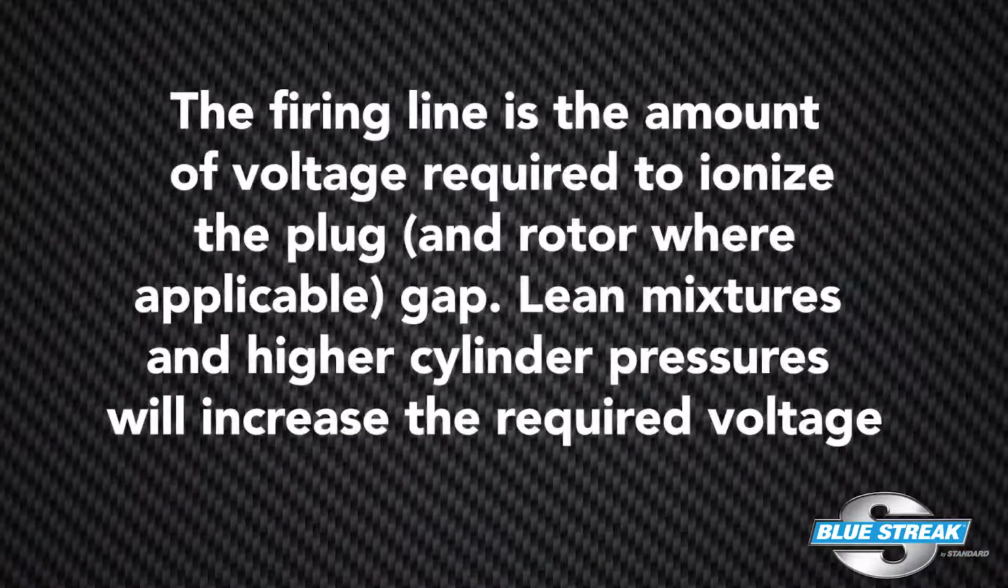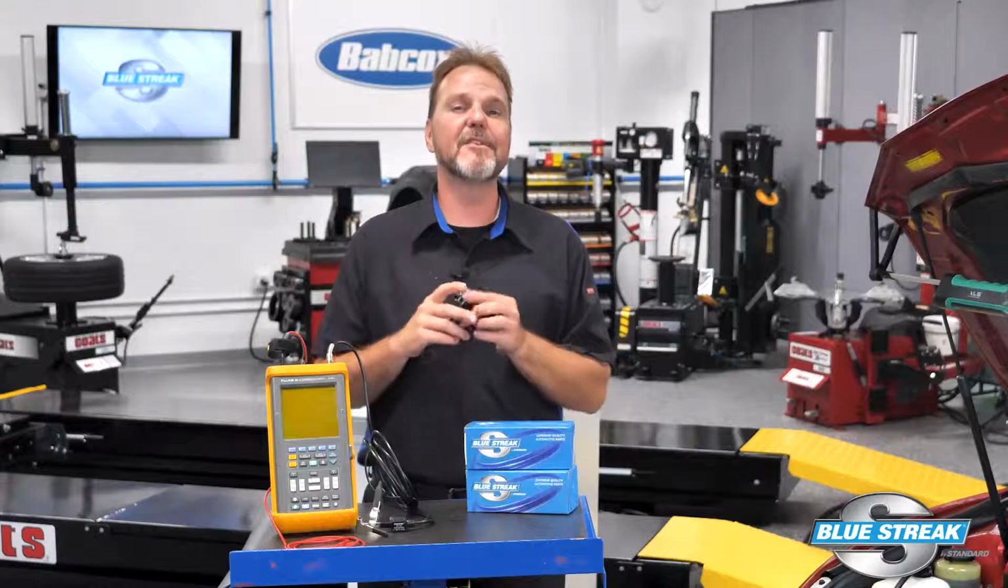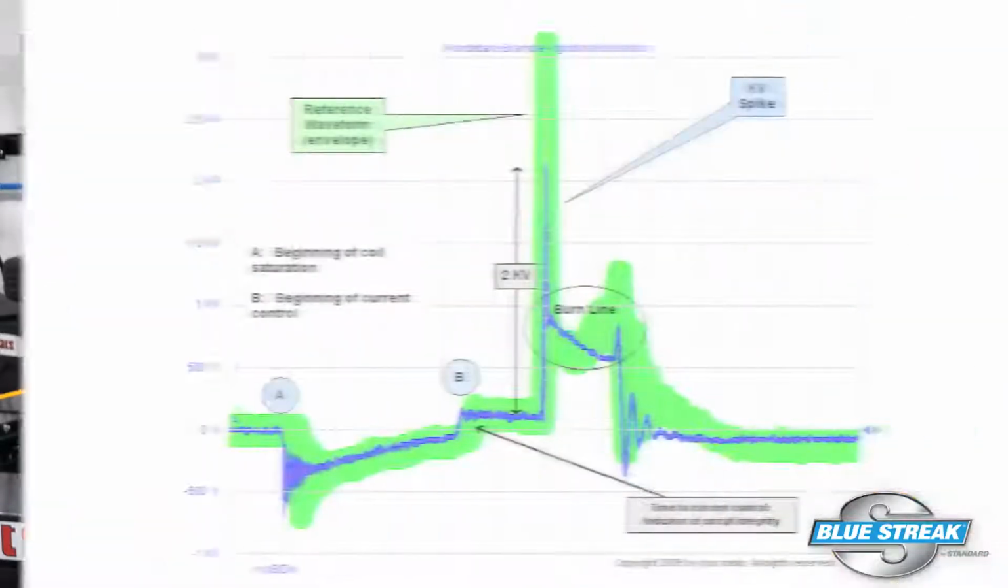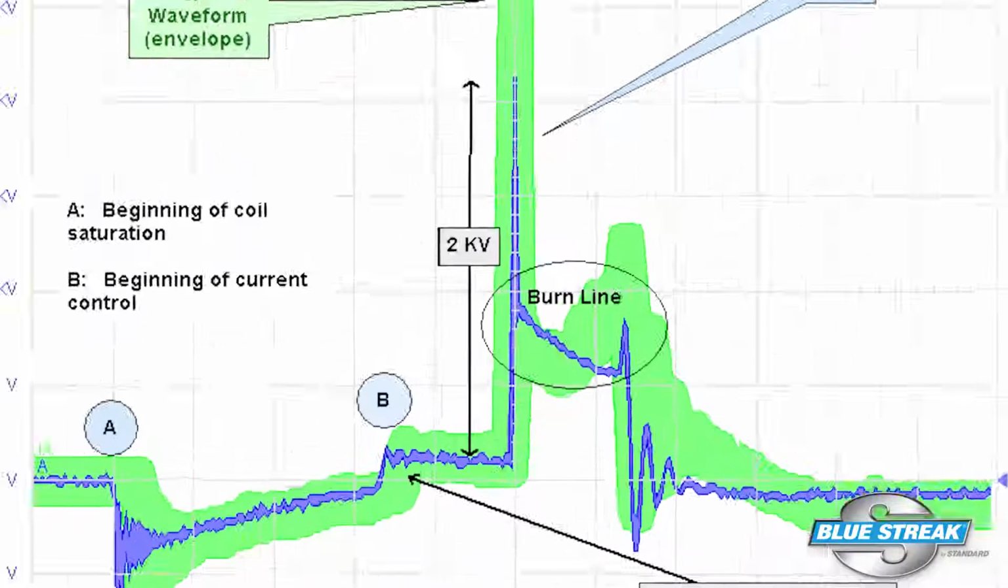The firing line is the amount of voltage required to ionize the plug gap. Lean mixtures and higher cylinder pressures will increase the required voltage. Once the gap is ionized, the burn line is where spark is occurring across the plug. It is important to look closely at the burn line.